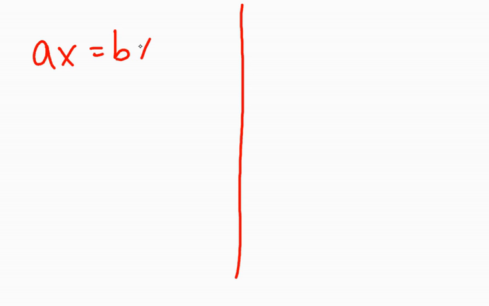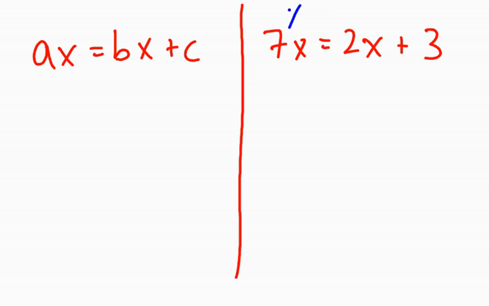If I were going to be using a guide here, I'm trying to do ax equals bx plus c. Pick some numbers for a, b, and c, and I try to pick some numbers that aren't 1 and 0. So maybe something like 7x equals 2x plus 3. Well, if I were solving this one, I would have x terms and not x terms.